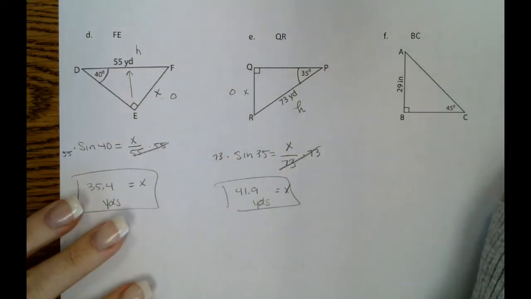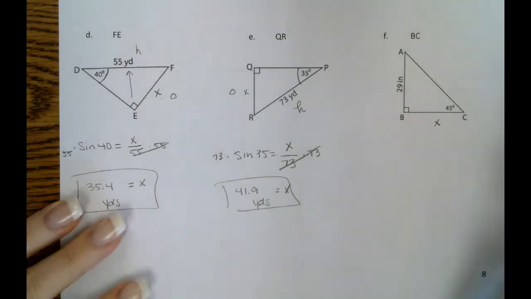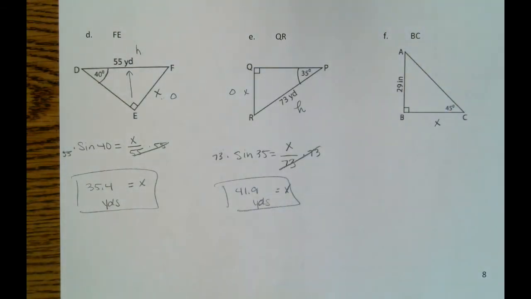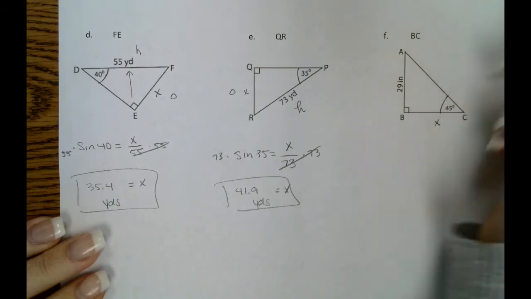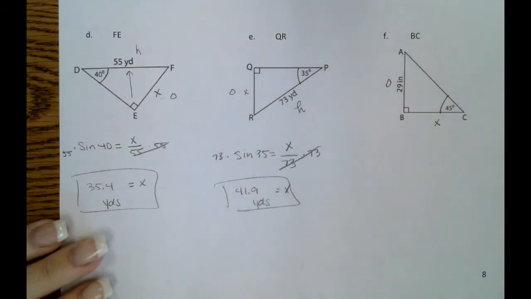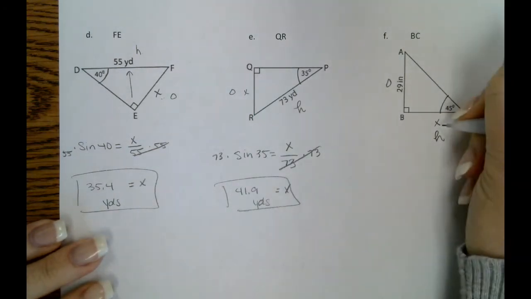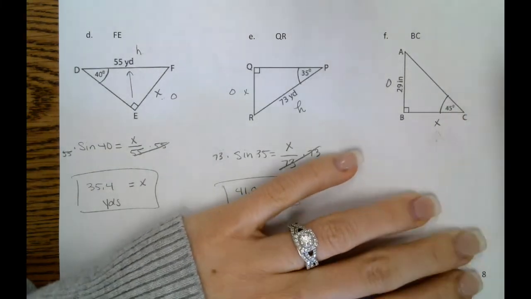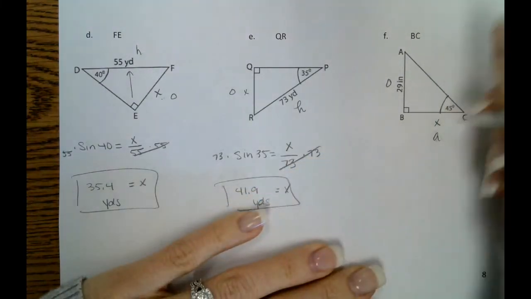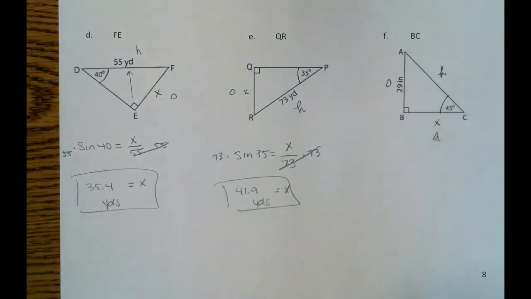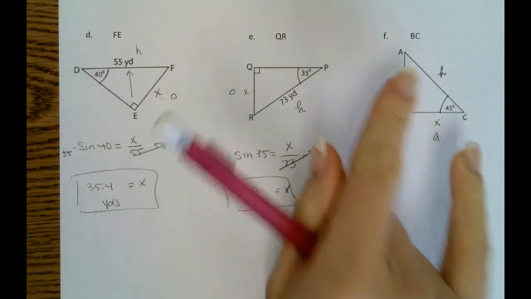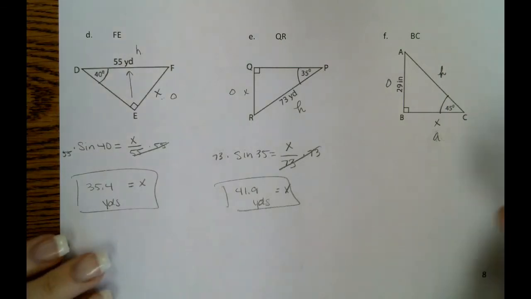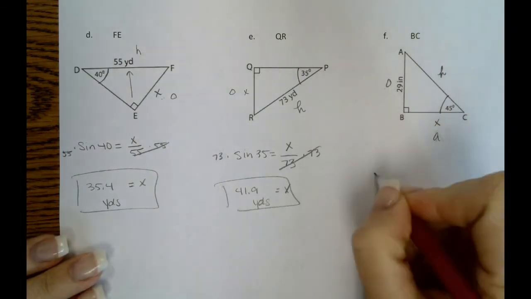Okay, our last one, we're looking for BC. We'll label that X. So using our 45-degree angle, opposite over here is 29. Oops, that was mislabeled. X is our adjacent side. Over here is the hypotenuse. So since we have these two sides, we're looking for X, and we have 29. Opposite over adjacent is tangent.